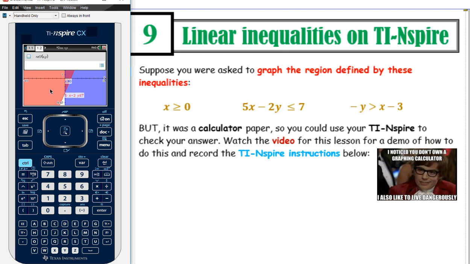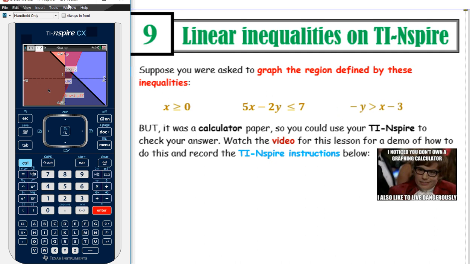So negative y, so negative button, y is control equals greater than. So just a simple greater than, that's the first one right here. So just a greater than x minus 3. Just double check, y is greater than x minus 3. Brilliant. Okay, cool. So the line negative y equals x minus 3 is this one here.